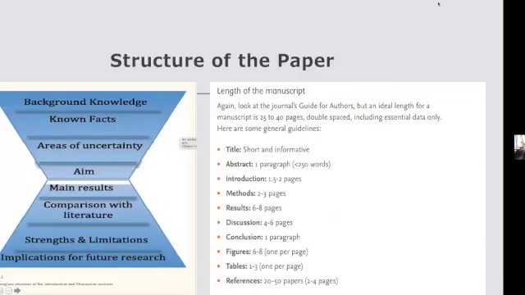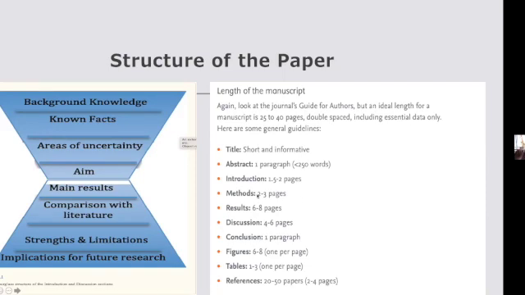So this is the hourglass of a structured paper that the author was mentioning. And again, I put it side by side with what another author is mentioning about how long your paper should be. So this is actually, I think, my last slide. You would notice that your introduction perfectly aligns with your discussion, right? Notice that your aim should mirror the first part of your paper, which is the main results. The areas of uncertainty should mirror the comparison with other literature, right? And known facts, strengths and limitation, background, implication. So if you think about it, if you fold it, they answer each other. That's how you should write your introduction vis-a-vis the discussion.